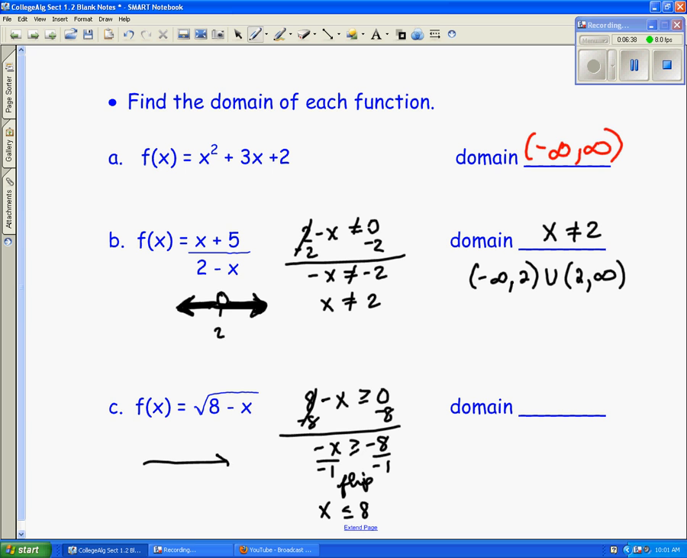The graph of that is going to be a bracket. Less than is shaded to the left. So I need to write interval notation. Interval notation is going to be from negative infinity to 8 with the bracket, or we can use our original value we got here, x is less than or equal to 8.